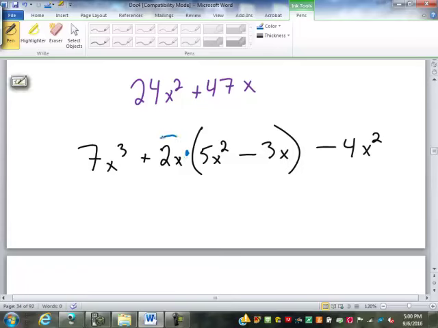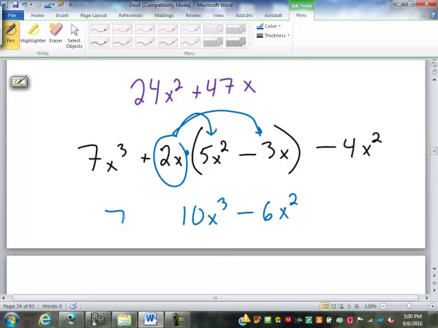So I'm going to take 2x times 5x squared, which is 10x to the third. 2x times negative 3x, which is negative 6x squared. And everything else stays the same. So 7x to the third. This is a positive 10x to the third, so I'm going to put plus there. I have my negative 4x squared on the end.